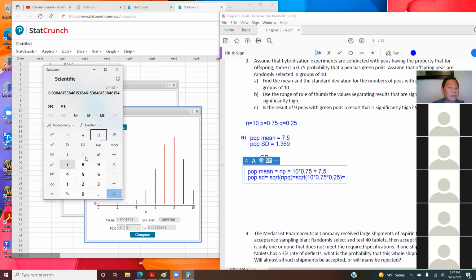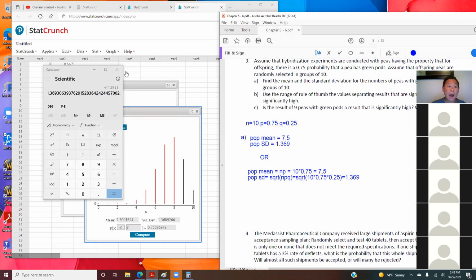So take out your calculator, make sure you know how to do this. This is not that difficult compared to the one I showed you. So n is 10, 0.75 is your p, and q is 0.25. And then I need to take the square root of it. Don't forget, you take a square root of this. So this is 1.36. Is that the same as what we just got here? Yes, it's almost the same, right?